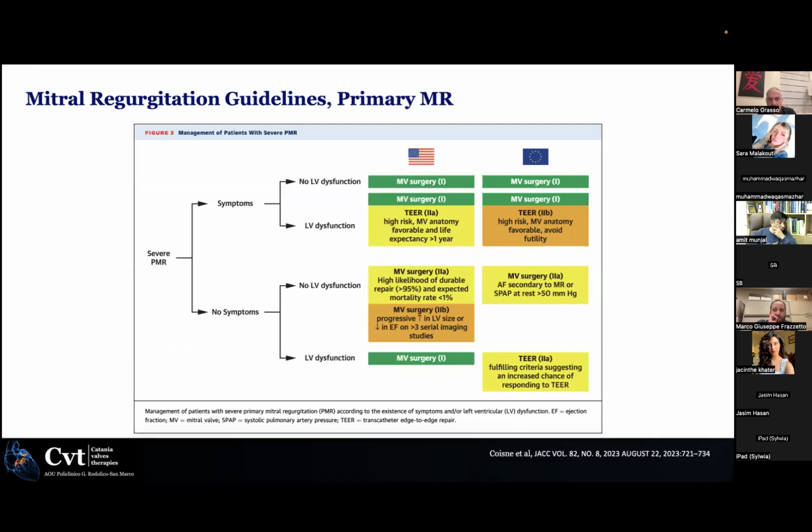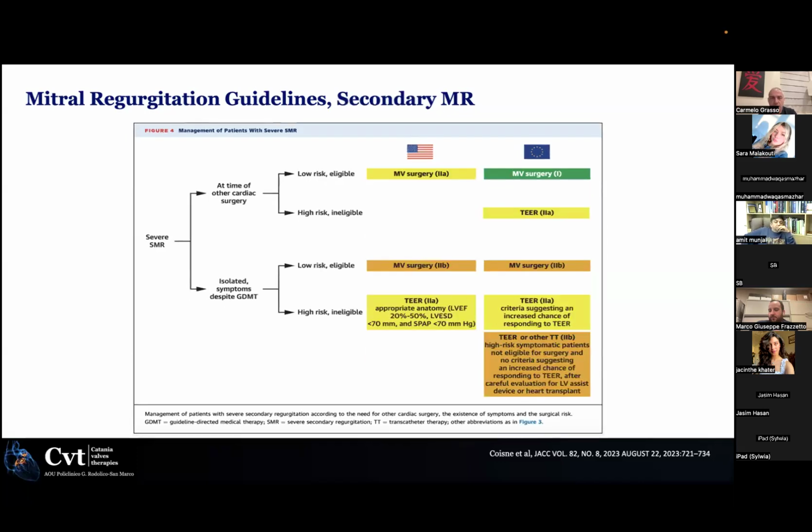Here we have another summary of the guidelines, a comparison between the two. Still, you have to treat primary mitral regurgitation in symptomatic patients without LV dysfunction, and TEER is just recommended for patients with LV dysfunction. If the patient has no symptoms, the indication is for surgery, of course. In case of LV dysfunction or high surgical risk, you can even do repair by transcatheter techniques.